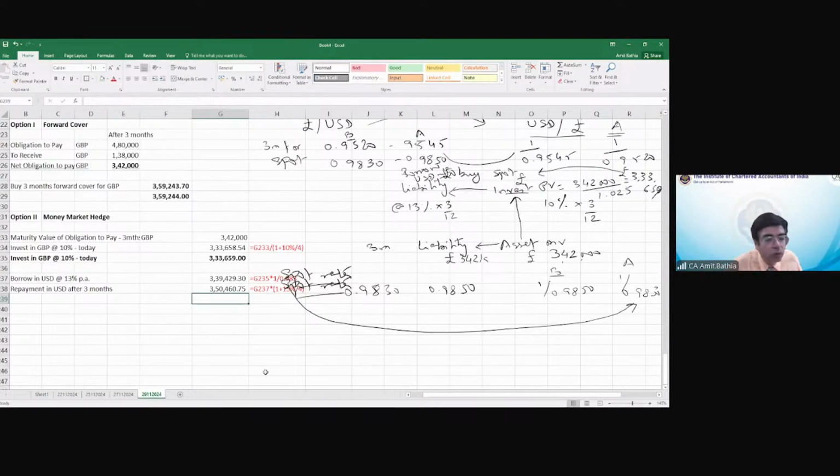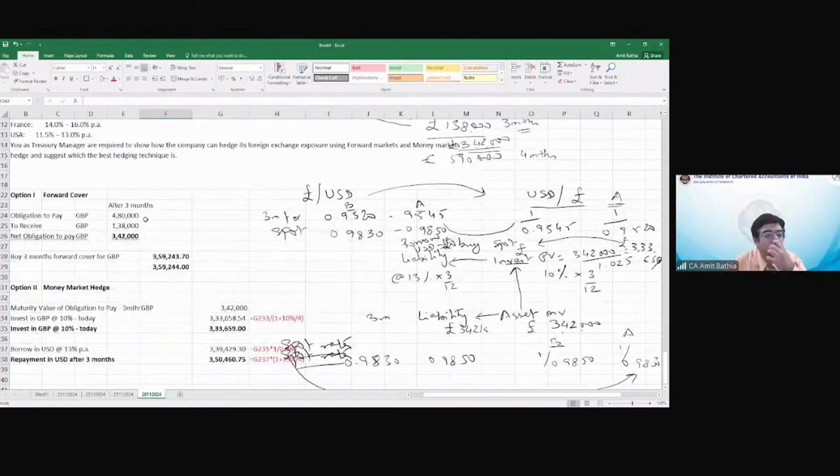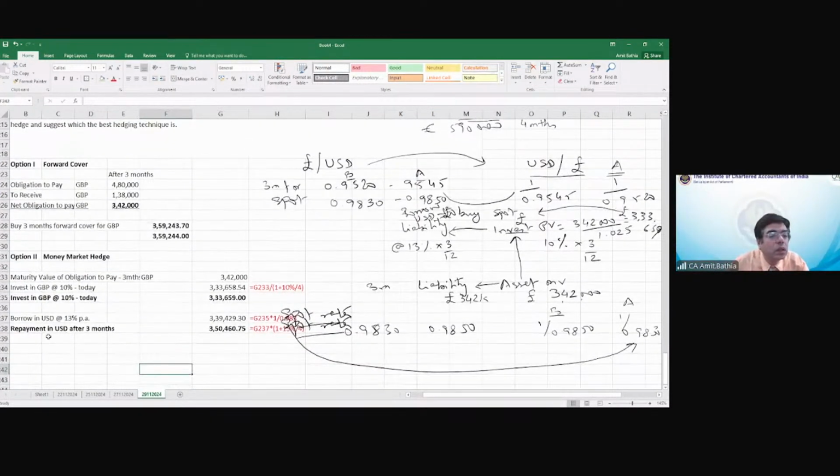So my obligation comes to 350,460.75. When it comes to repayment of this GBP, my total cost or total outflow is 350,460, and in case of forward cover, it is 359.